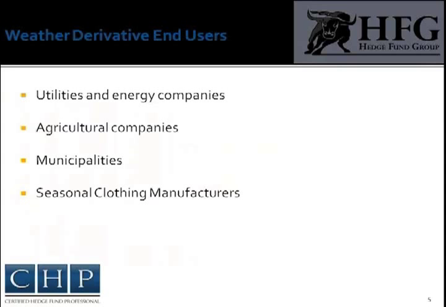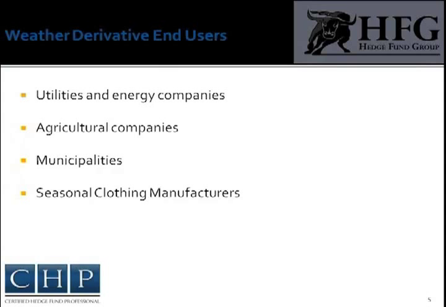Weather derivative end users include utilities and energy companies, which are greatly affected by weather events. Utilities are affected by abnormal weather conditions often. During the summer, utilities expect hot weather to deliver a standard amount of electricity usage, and during the winter, these companies expect cool weather to deliver standard levels of natural gas usage. If summers are cooler than normal or winters are hotter than normal, the revenue generated by utilities will be lower than expected.